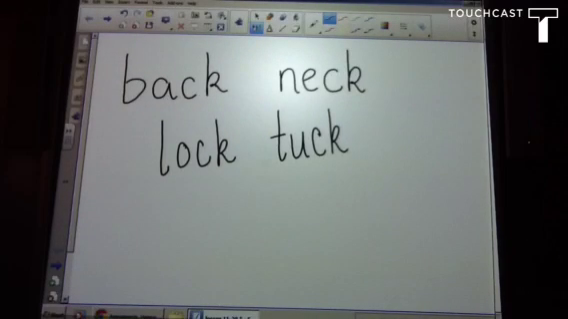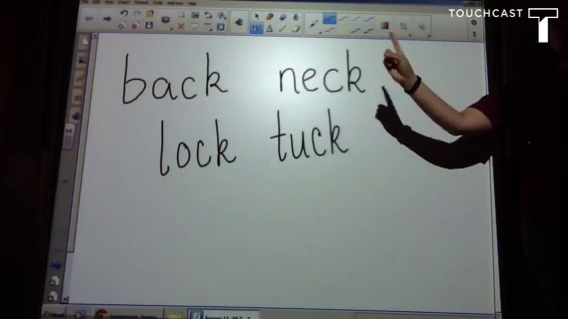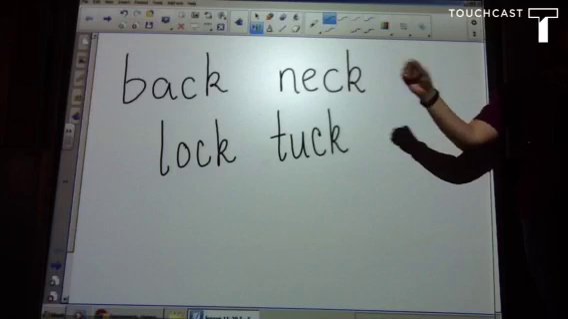What is making the k sound? The K. Anything else? The C. Does anybody know what CK is called? What do we call it? It's a digraph. CK is called a digraph. A digraph is two letters that come together to make one sound.